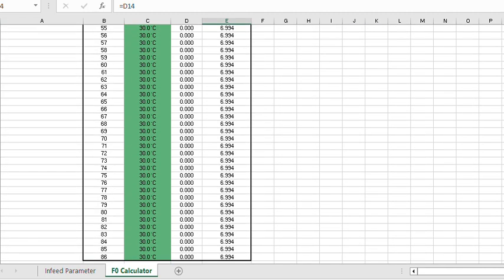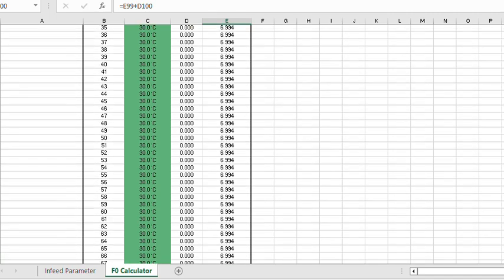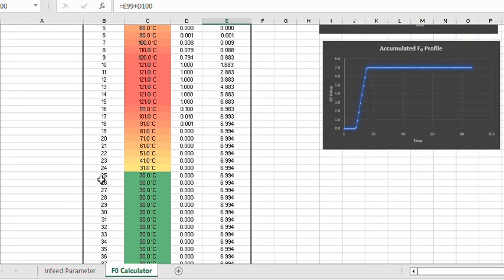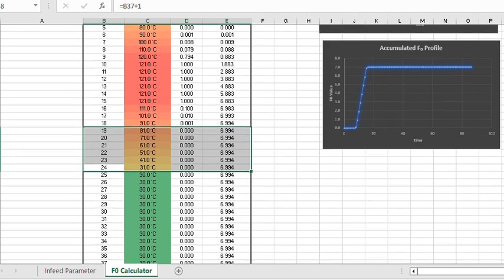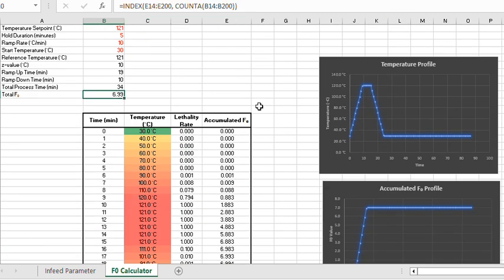So if you see the end of the cycle, it's like 6.99. These are the few extra cells you may not consider because your cycle ended somewhere here. You don't gain any F0 after 90 degrees when it has dropped below 90 degrees, so 6.99 is the F0 here.